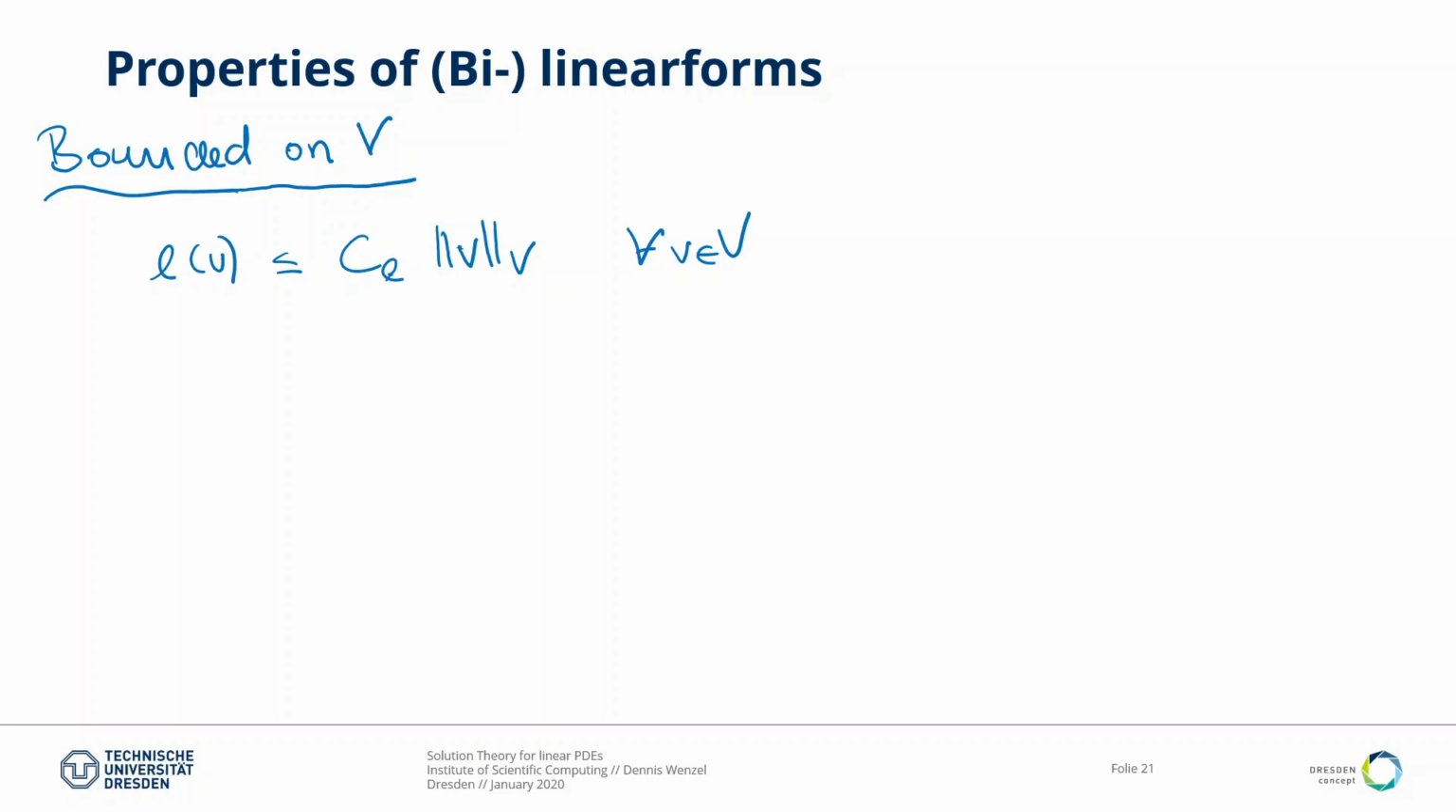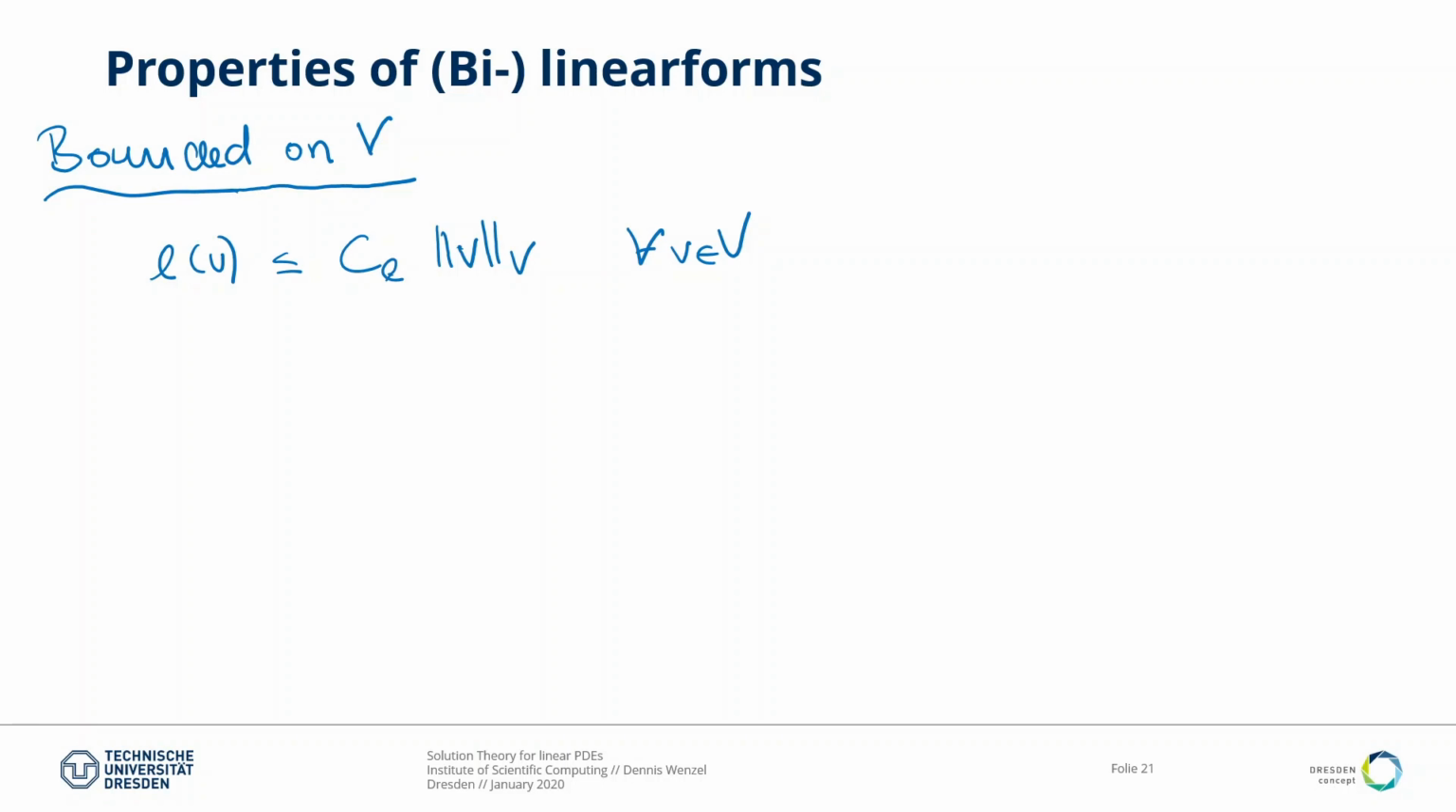And here you see intuitively already why it's important to say that something is bounded on V. Because if you change the space, then you will also, of course, change the norm that's interesting on my space. And then this inequality is also changing.